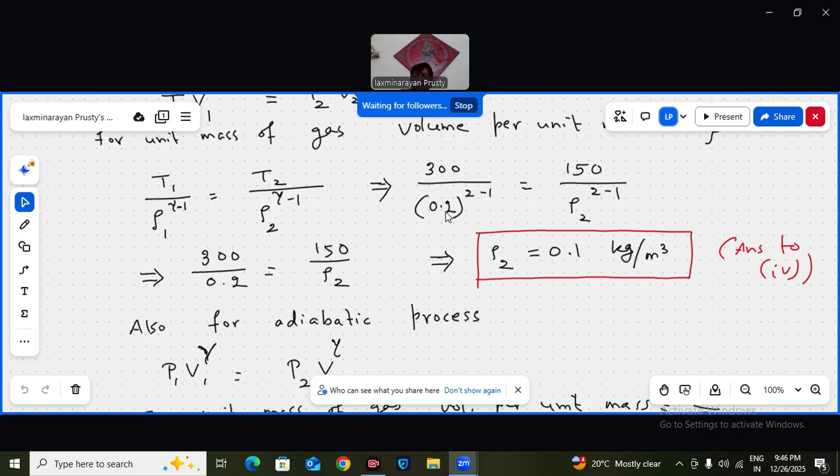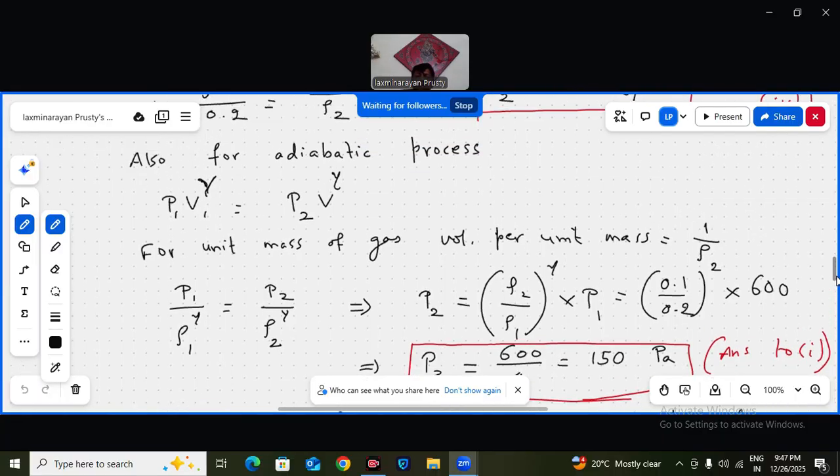Then rho 1 is given as 0.2, and gamma minus 1 is 1 on both sides, 2 minus 1. So T2 is 150 by rho 2 to the power 2 minus 1. That makes it 300 by 0.2 equals 150 by rho 2. So rho 2 is 0.1 kg per meter cubed. So that is the answer to the fourth question.